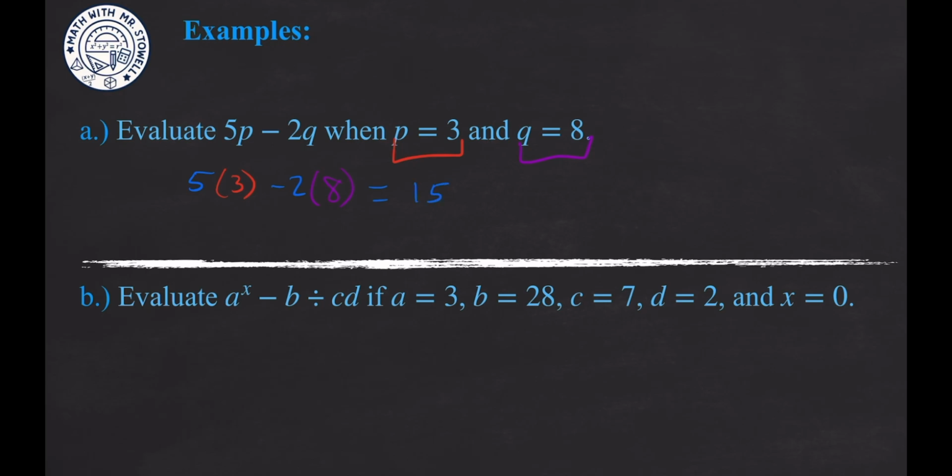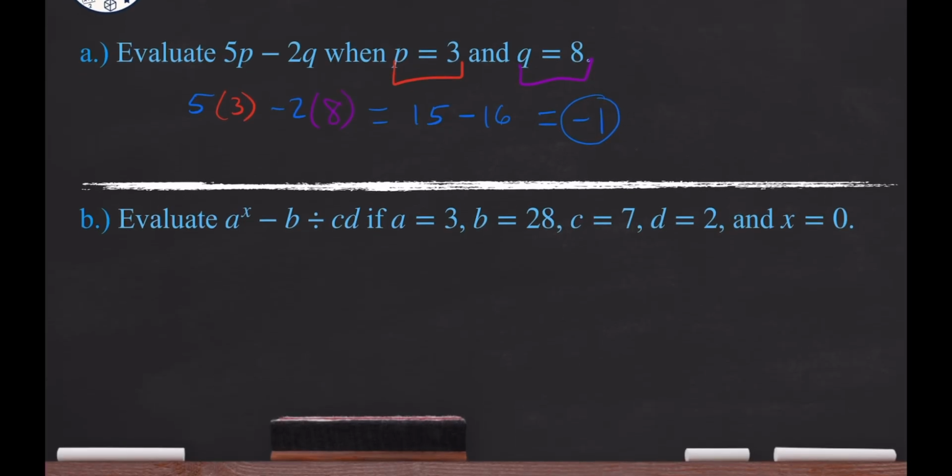5 times 3 is 15. 8 times 2 is going to be 16. Subtract those, this will be a negative 1. That is that expression evaluated with those values. Part B. This one looks ugly. We have a to the power of x minus b divided by c times d.